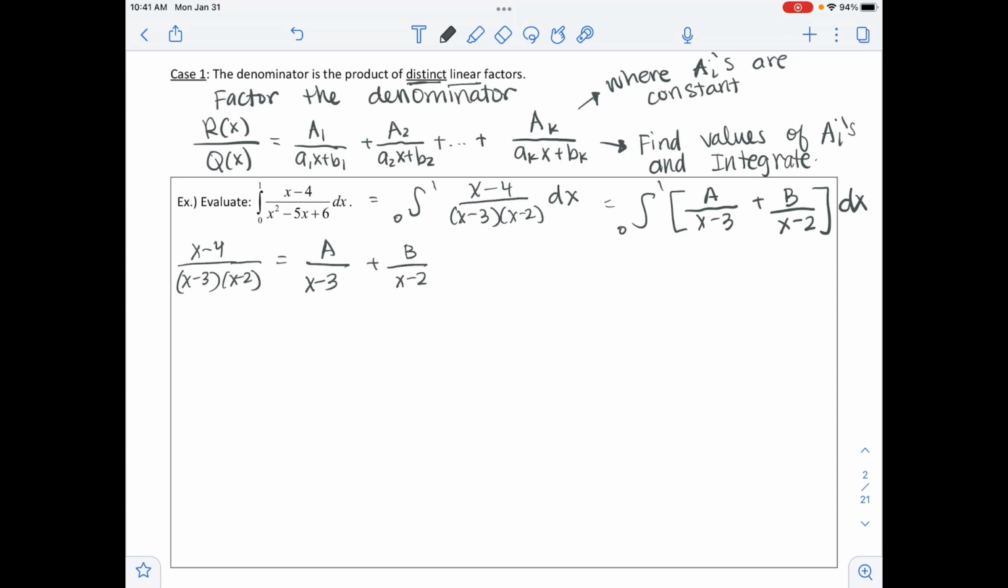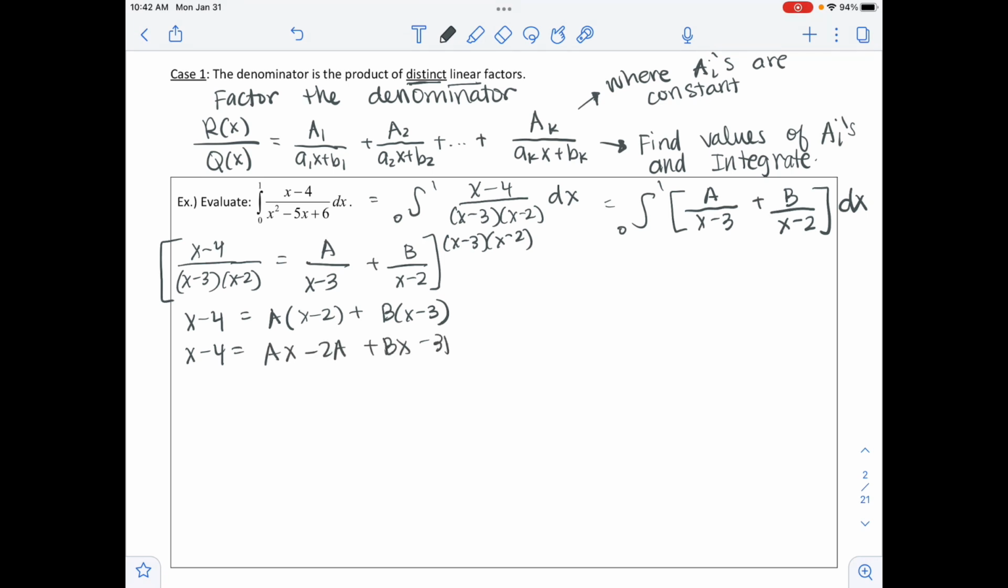And so in order to find these, easiest thing to do is to get rid of the fact that this is a rational equation. And I'm going to multiply both sides by the denominator. So multiply by x minus 3, x minus 2. And so I'm going to end up with x minus 4 equals, and then I'm going to get A times x minus 2 plus B times x minus 3. From here, I can distribute my A and my B, and I get Ax minus 2A plus Bx minus 3B.